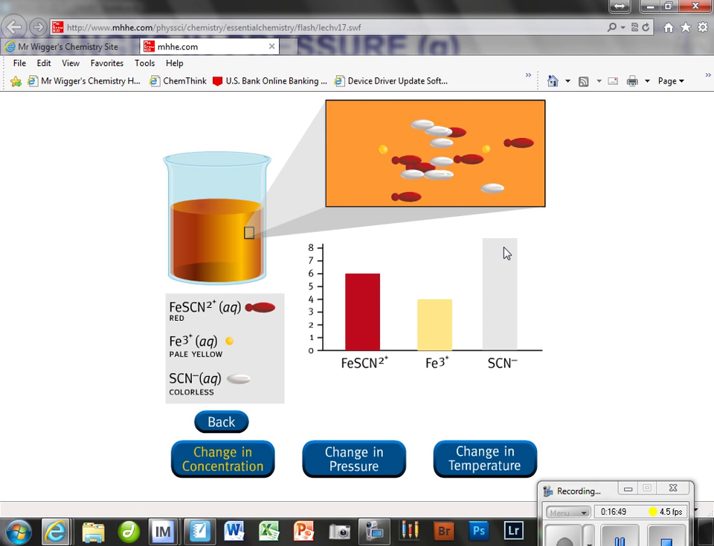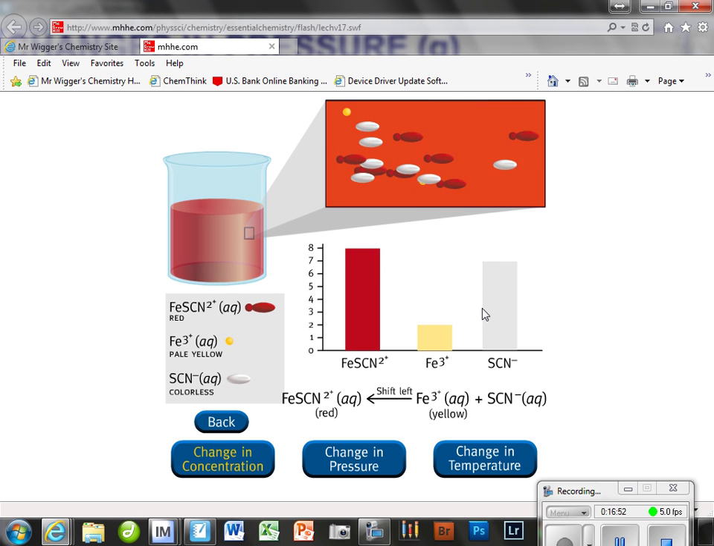Here we go. See? There's the stress. Now here comes LeChat. Who went down and who went up? Red went up. Yellow went down. And the SCN went down. So these two went down. What does that mean? What does it mean when these go down? They both went down together. That means this is happening. These two get together and form this. That's what LeChat encourages, you see?